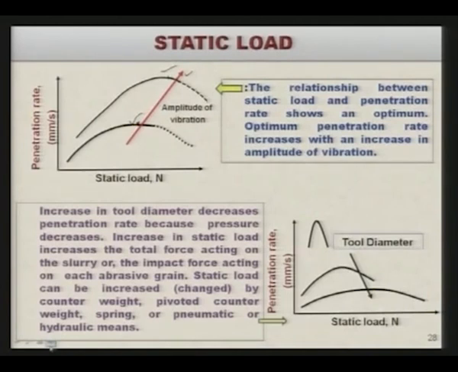Increase in static load increases the total force acting on the slurry, or the impact force acting on each abrasive grain. Static load can be increased by counterweight, pivoted counterweight, spring, or pneumatic or hydraulic means, as I will show you in the following slide.